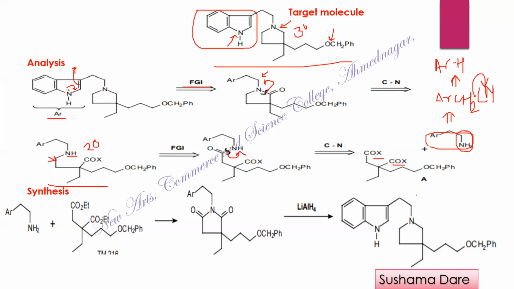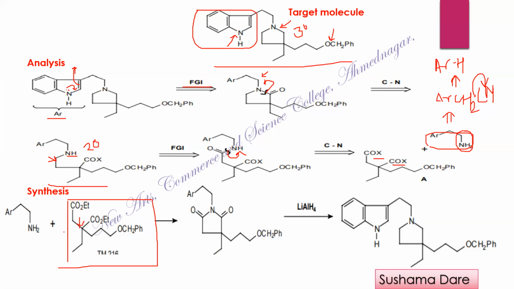Now look at the synthesis. ArCH2CH2NH2 plus this. We already discussed the retro of this when we considered the carbon-oxygen disconnection. This target molecule we already discussed in the previous example. So this is the donor, and this is the branch point. You can go through that target molecule; we already discussed it in the previous video.